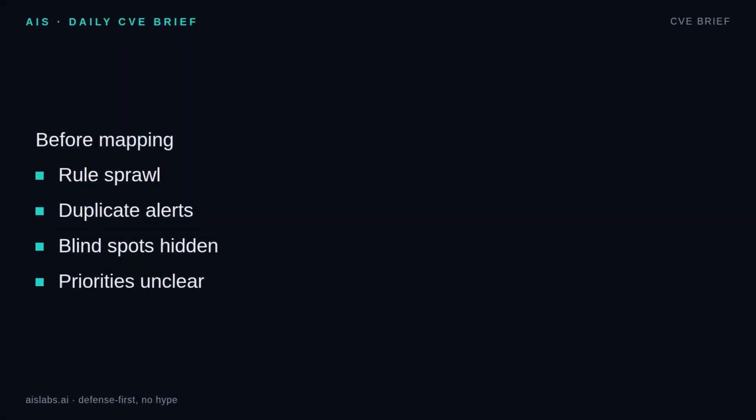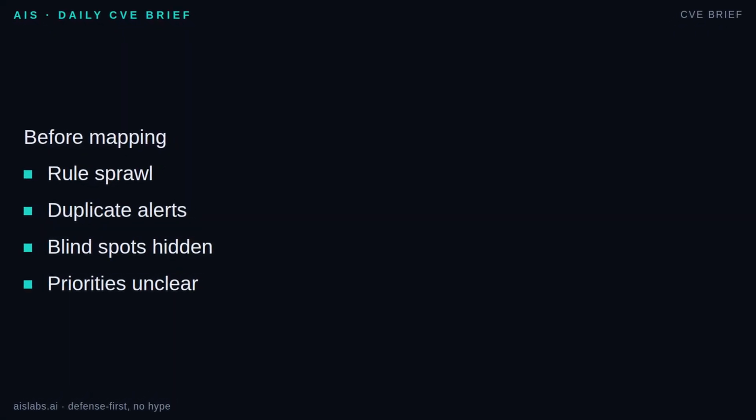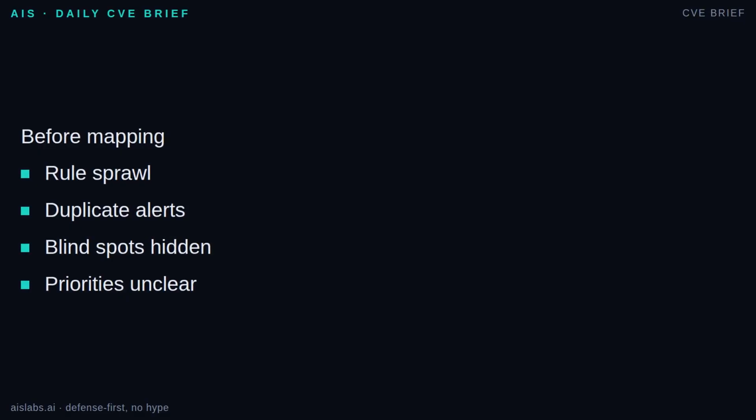Before mapping, SIEM programs often grow sideways. A new incident creates a new rule. An audit creates another dashboard. A new log source creates a wave of content. After a few years, nobody knows whether the rule set covers real attacker behavior or just old tickets. Teams may have 10 detections for one narrow behavior and none for another behavior that appears in recent incident reports. Analysts waste time tuning duplicates while important gaps stay invisible.